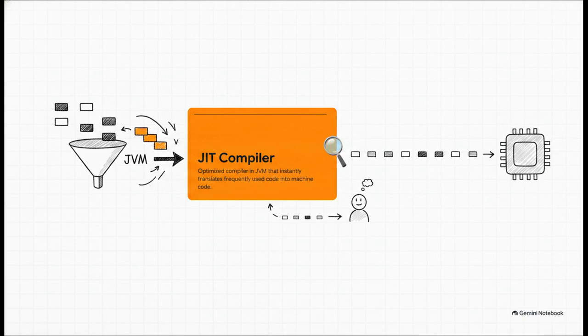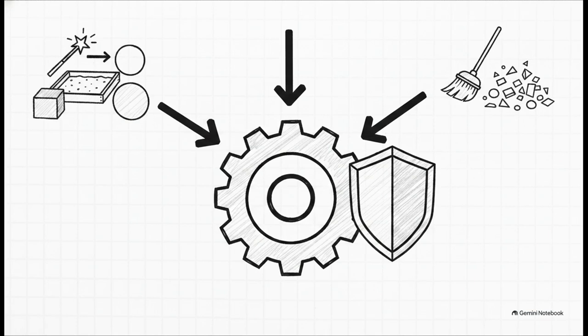Meanwhile, the interpreter just keeps quietly, methodically translating the less frequent everyday code line by line in the background. It's really the perfect balancing act. So the absolute key takeaway here is that the JVM is a total workhorse with three main jobs. First, like we just covered, it converts bytecode to machine code using that interpreter and JIT compiler combo. Second, it provides absolutely vital security through a sandbox model.